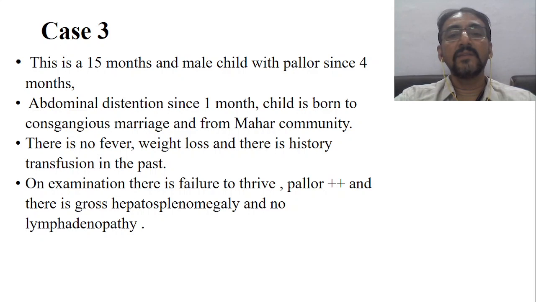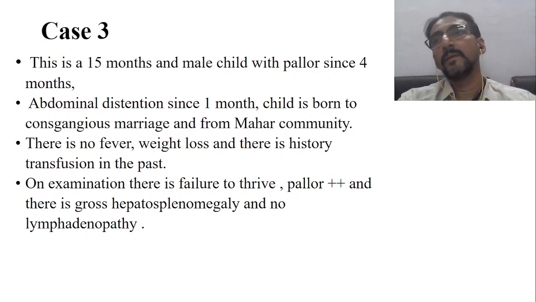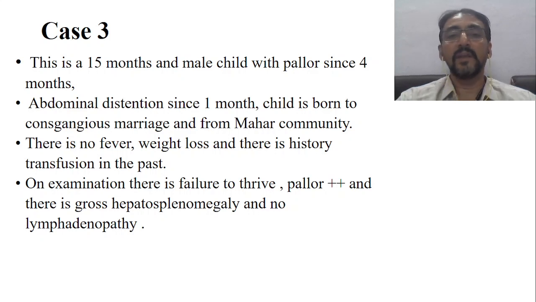Second, there is a consanguineous marriage. When you find such a history, autosomal recessive disorders, maybe the thalassemia group of disorders, sickle cell disorder, or other congenital hemolytic disorders, have to be always suspected. Third is the Mahar community. When you talk about the Mahar community, some of these hematological problems are quite common. So this is another important thing.